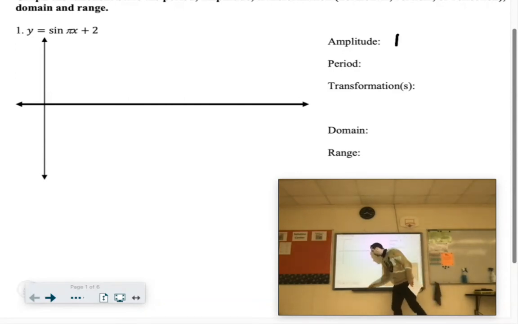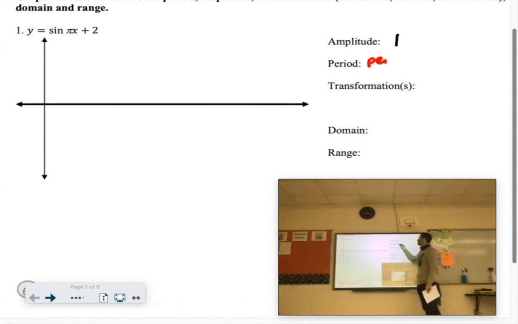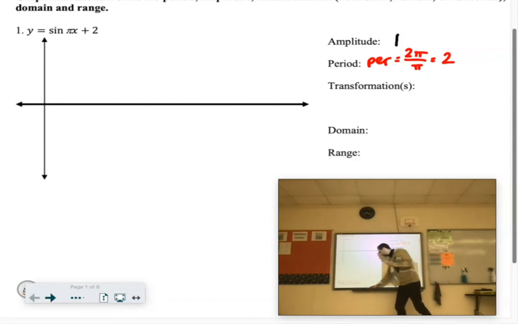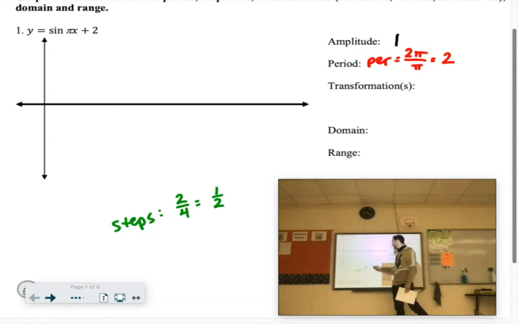The period, remember, you calculate by doing period equals 2 pi over b. And in this case, the b is pi. So 2 pi over pi is 2. Now, when I'm graphing these, because remember, we kind of divide our graph into 4 sections, I take the period, and I'm going to call these my steps. We take the period, which is 2, and divide it by 4, which is 1/2. So this is how we're going to scale our graph. We're going to do each additional mark 1/2 higher than the previous one.